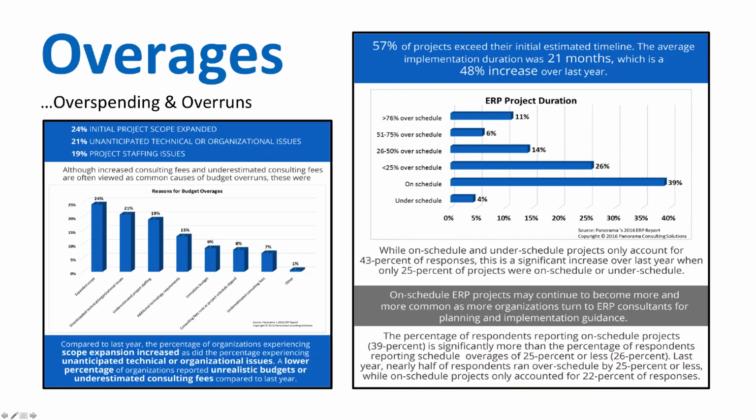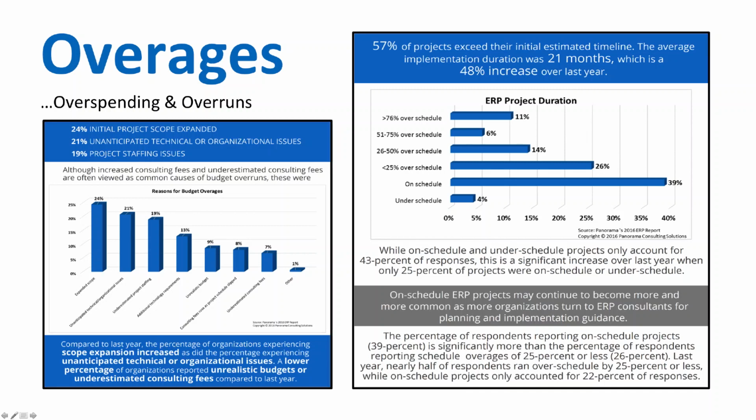Overages, overspending and overruns. So you can see that 11% on the right hand side here. The ERP project duration went 76% over schedule. So 11% of those went 76% over schedule. On schedule, 39%, and 4% actually managed to get the projects done in less time than they planned.